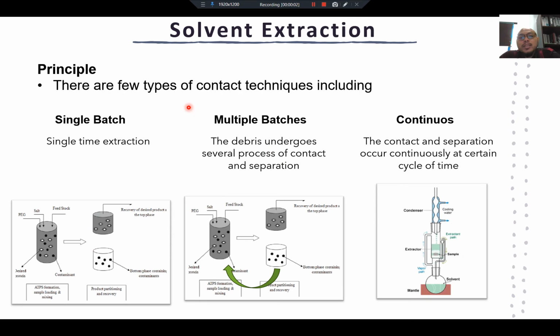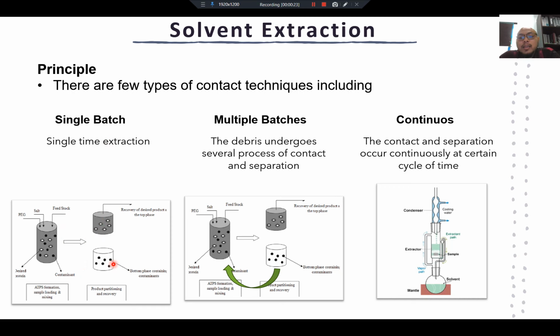In solvent extraction, there are a few types of contact techniques. The first one is the single batch, the second one is multiple batch, and the last one is continuous. What is meant by single batch? Single batch is a single-time extraction. It means that you just put the coffee beans and the water, and you mix them. That's all.